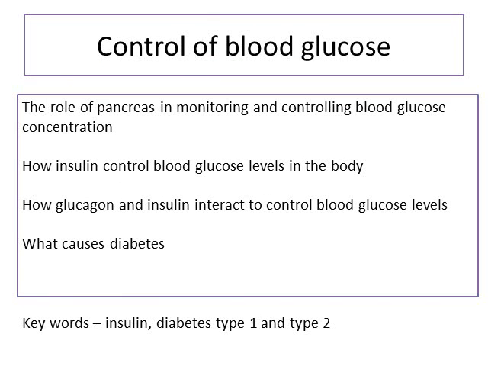Today we're looking at the control of blood glucose. That will include the role of the pancreas and how important the pancreas is to blood glucose concentration, how insulin controls blood glucose levels in the body, how glycogen and insulin interact to control blood glucose levels, and what causes diabetes. Today's keywords are insulin, diabetes type 1 and diabetes type 2.